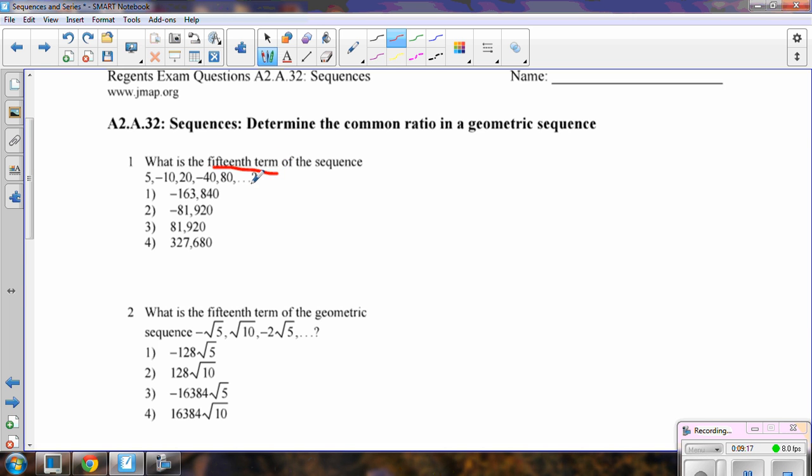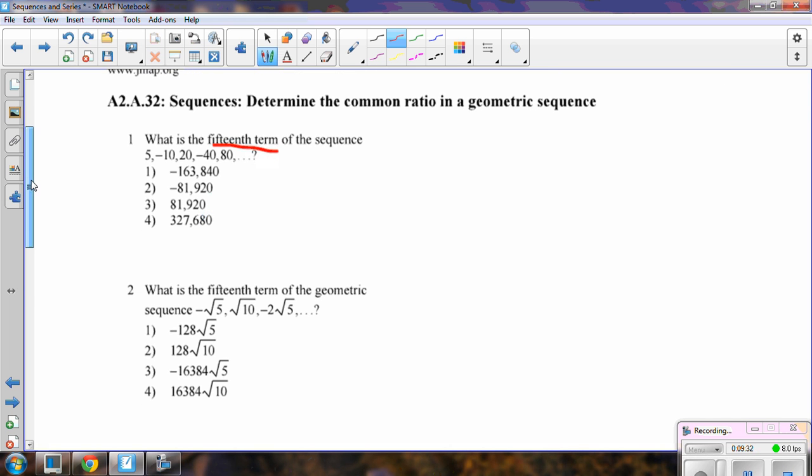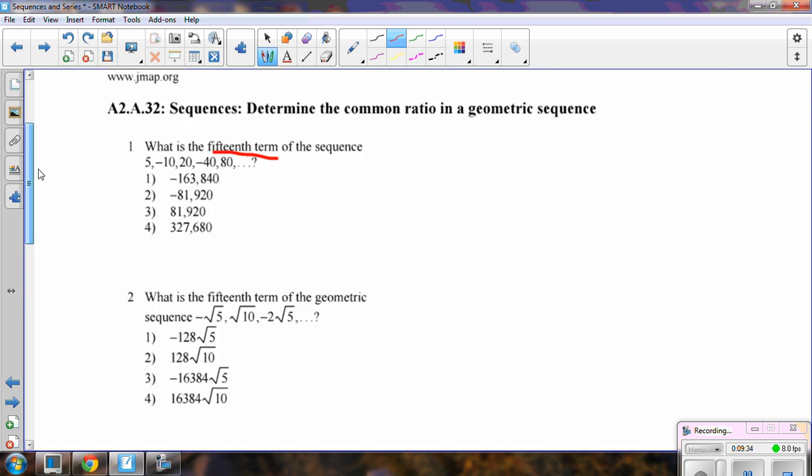Now, you can continue the pattern. You're more than welcome to just continue the pattern out until you get to the 15th term. They usually give you the first 5. Or you can use the formula that we've discussed previously to calculate the 15th term, like I showed you earlier in the video. So those are just 2 questions.